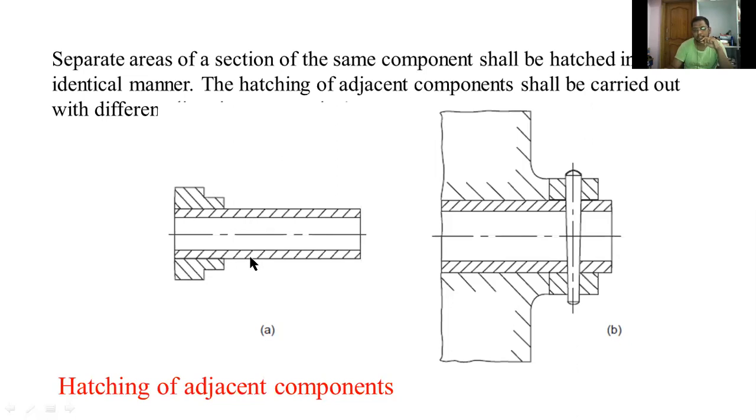For separating the components I am using different hatchings. This is also another example. This one is one component and this one is another component, so you have to give a separate hatching for a separate component.